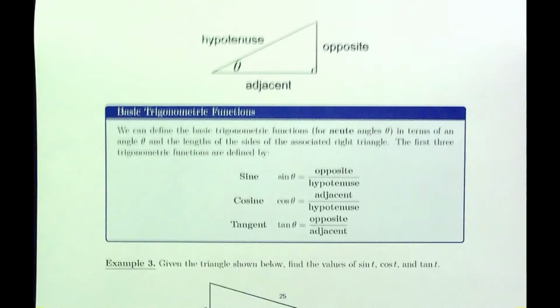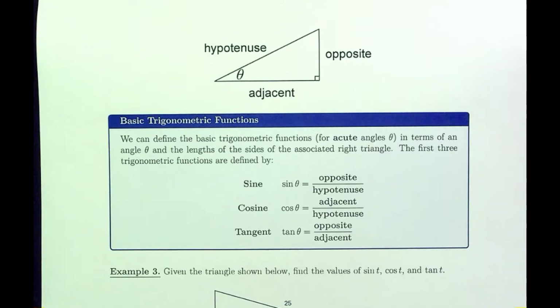We're now ready to define the basic trigonometric functions sine, cosine, and tangent for acute angles. So that means for angles that are less than 90 degrees but positive, so between 0 and 90 but not including 90. Okay, so how do you find them?